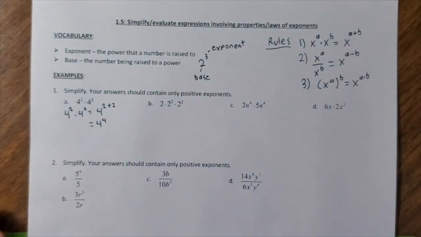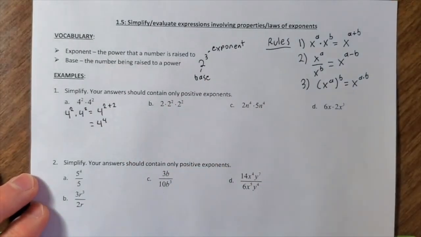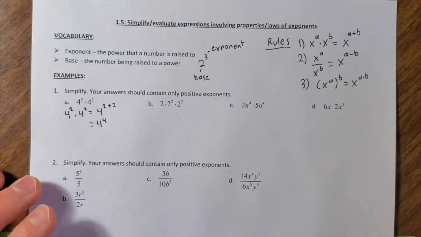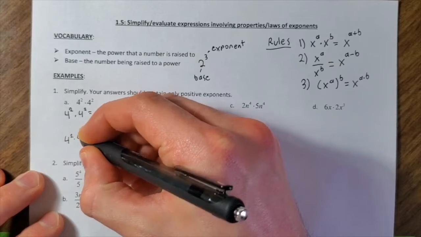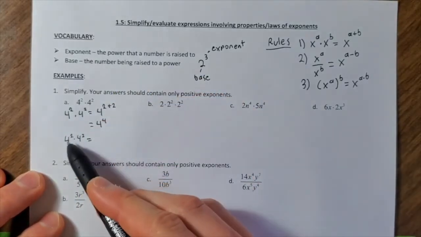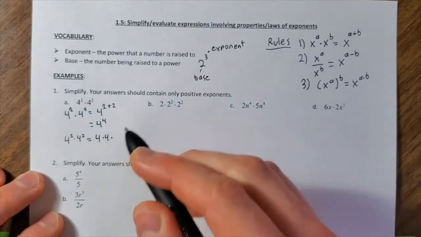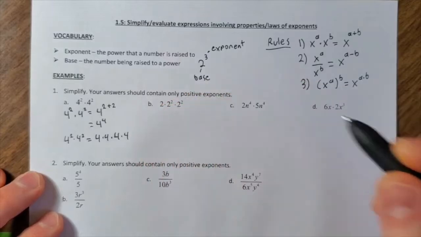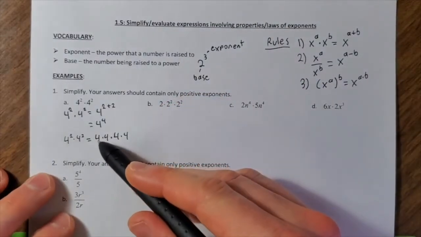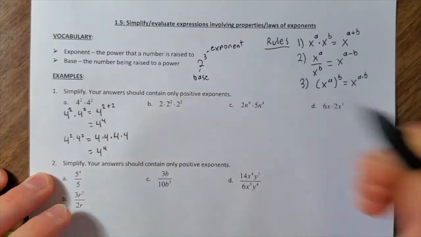And another way we can look at this to prove this, make it a little more intuitive, we could also just write out what this means in terms of repeated multiplication. What I mean by that is if we have 4 squared times 4 squared, well, this first 4 squared says we have 4 times 4, which is being multiplied by our second 4 squared, which is another 4 times 4. Altogether, we get these four 4s, which is the same thing as 4 to the 4th power.